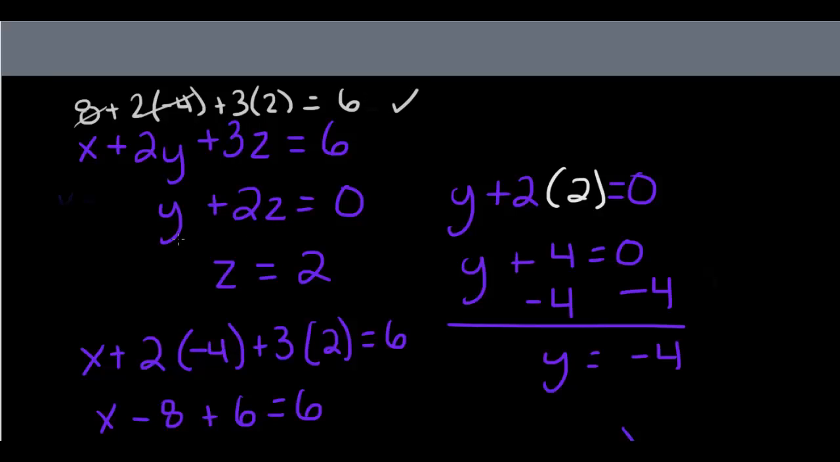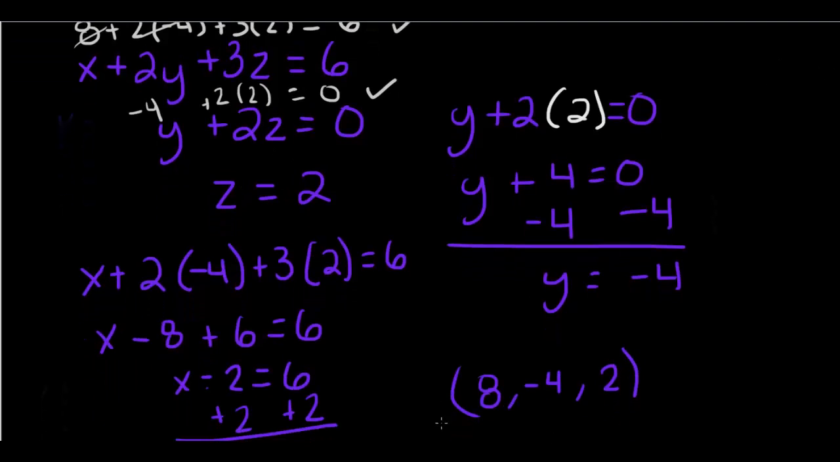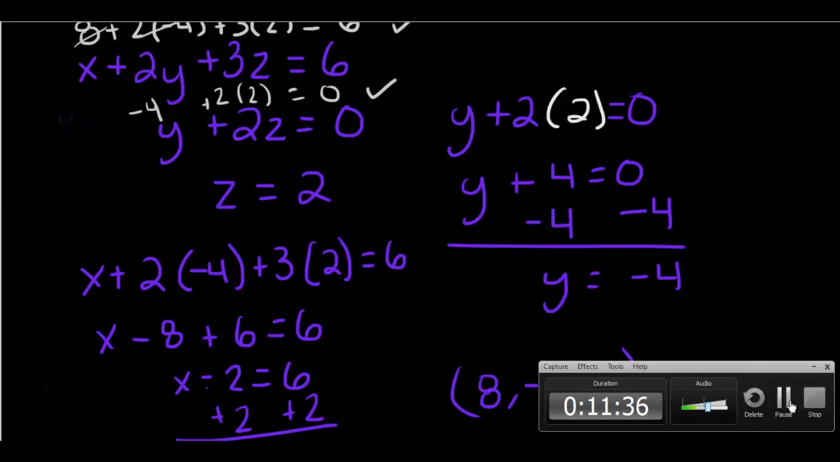So now we're going to try on this one. Negative 4, because I'm saying that y is negative 4, plus 2 times z, which is 2. 2 times 2, 4 minus 4, 0. So that is true. And on this one, there's really nothing that I need to test, because it was given to me. So that means, yes, this is a solution to the system of linear equations.